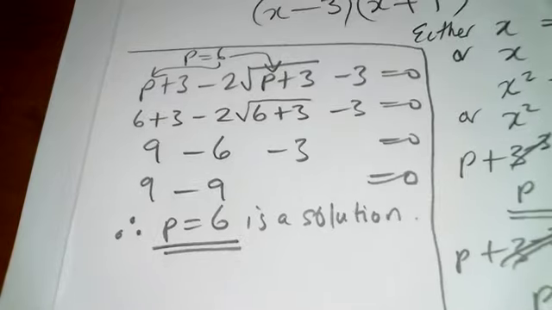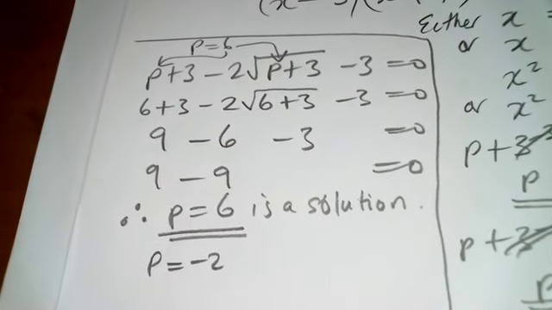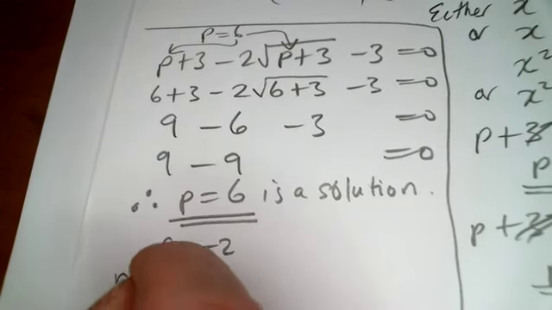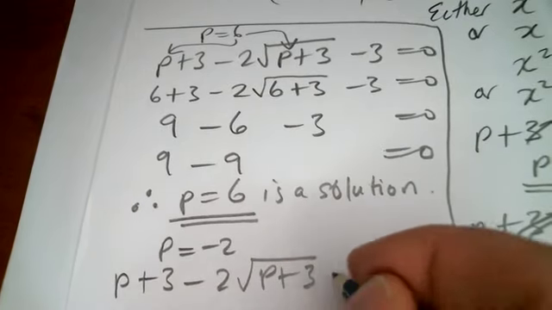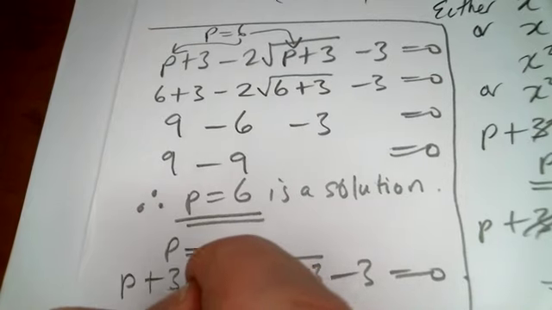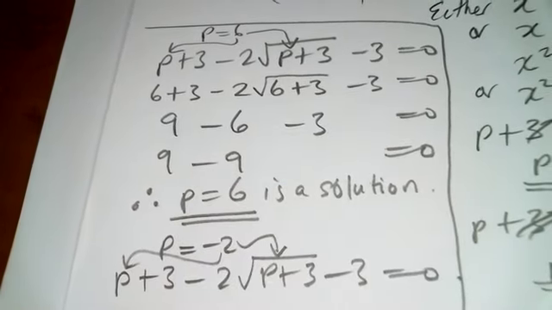All right, let's try the other one. So I'm going to take p equals negative 2. Does that work as a solution? Well, let's restate the problem. So I've got p plus 3 minus 2 times the root of p plus 3, minus 3 is equal to 0. So I'm going to put the negative 2 in here and the negative 2 in here. Does that all work or not? Well, let's find out.